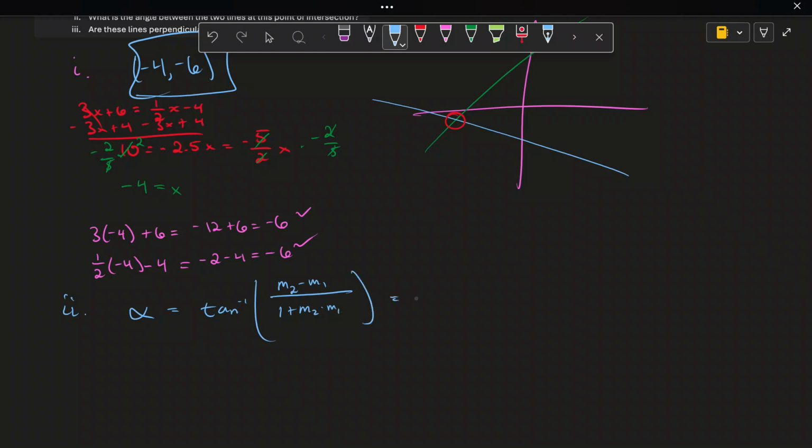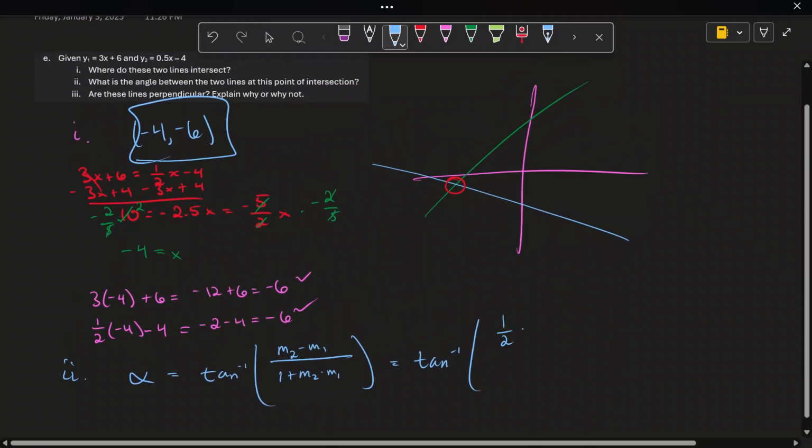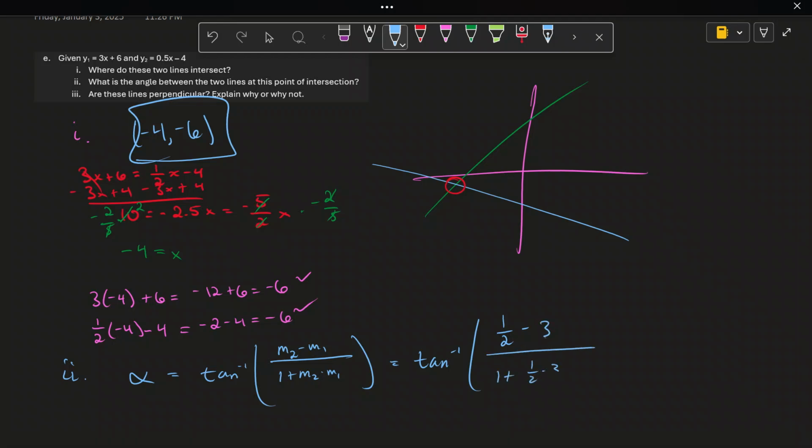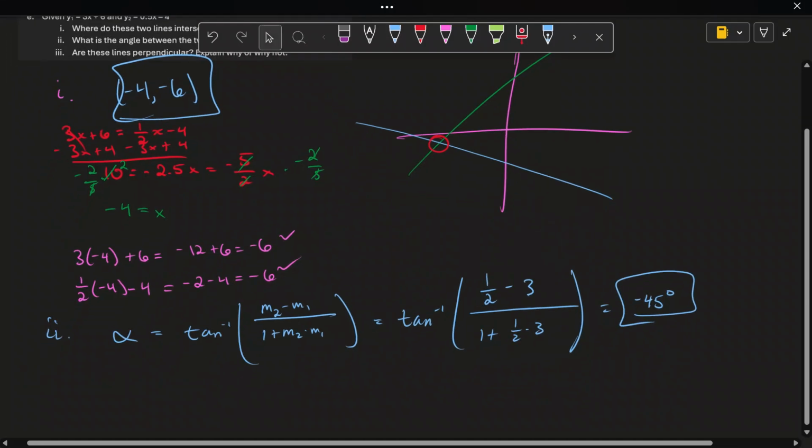Okay, so let's plug in our values. Tangent inverse of m2, let's look at our second equation. It's 1 half minus 3 divided by 1 plus 1 half times 3. You just plug that into your calculator here, and we should get about a minus 45-degree angle. So that's our answer for part 2.